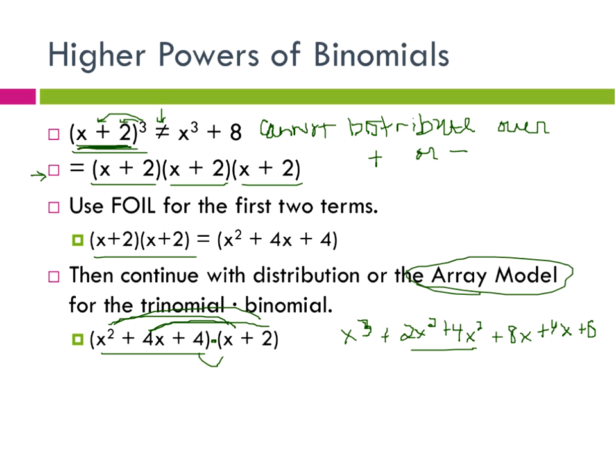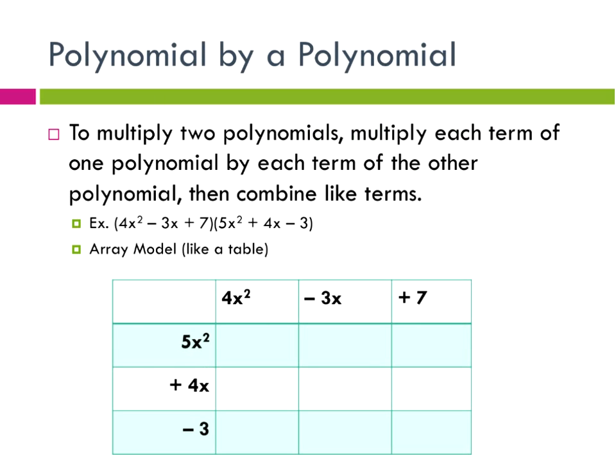So I like to use something called the array model. So let's take a look at what that is. The array model is really just a table to help us multiply. So if we have two polynomials that we want to multiply together, again, you could take and go 4x squared times 5x squared, 4x squared times a positive 4x, 4x squared times a negative 3. You know, I kind of draw all those lines to remember the distribution. Or what I do is I put this into a table.